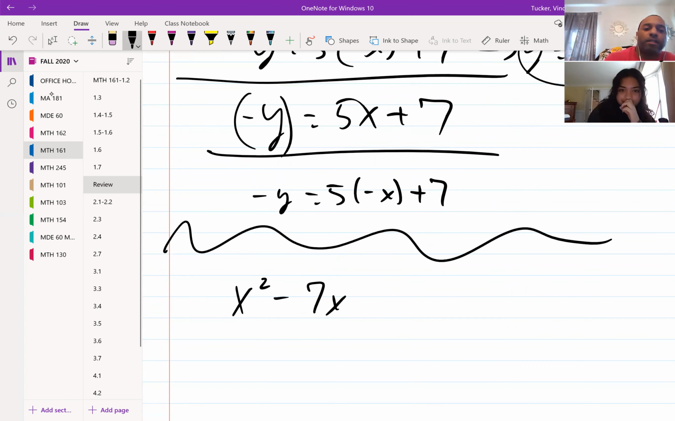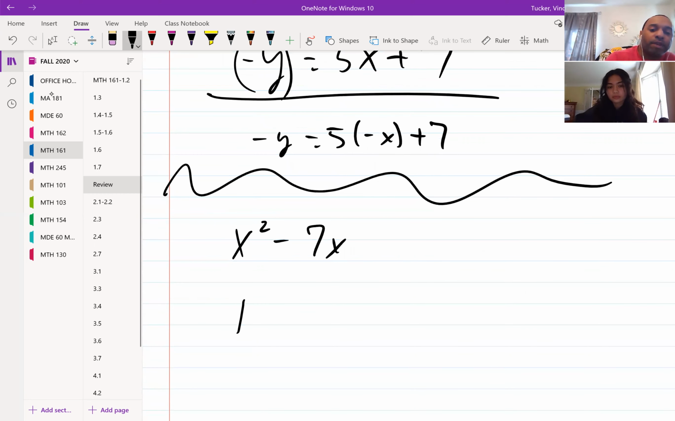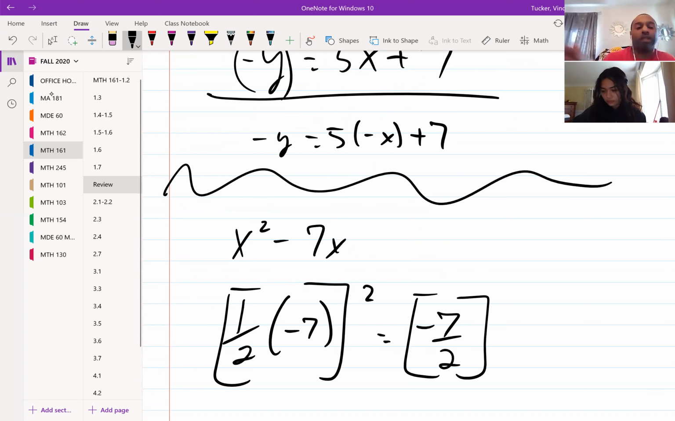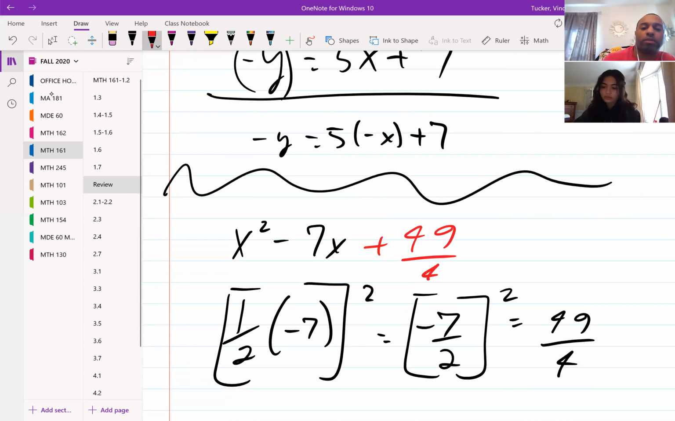Okay. Not a problem. So you always take this middle term right here, and you're going to take half of that and then square it. Half of that would just be -7/2, since 2 doesn't divide into it evenly. You can just leave it at 7/2. And then we're going to square it. That'll be 49/4. So what you should be adding to that is 49/4.